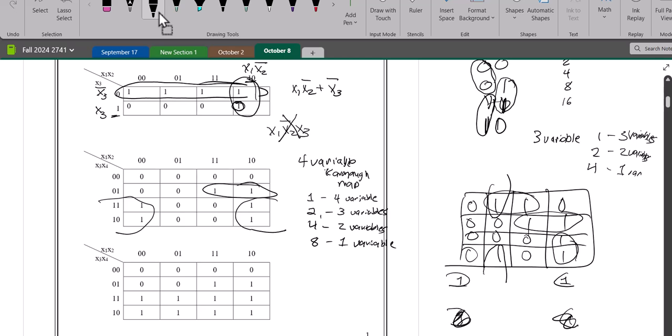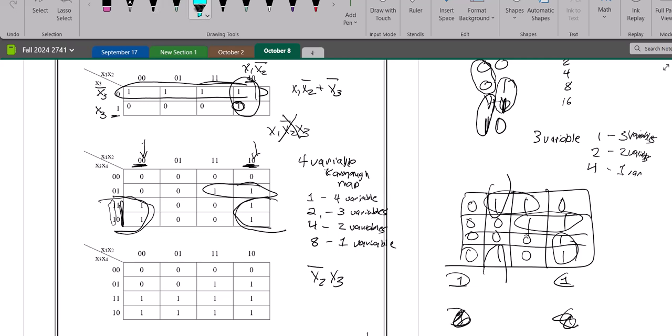Okay, so this group of 4 on the 4-variable Karnaugh map, I know is going to have 2 variables, so let's see which 2 they are. It'll be the 2 that they have in common. So they're in this column, and these rows. And so what they have in common is this 0 and the first 1. So that 0 is x2 bar, and the 1 is x3. So when it's 0, it's complemented, it has the bar, and when it's 1, it is not complemented.